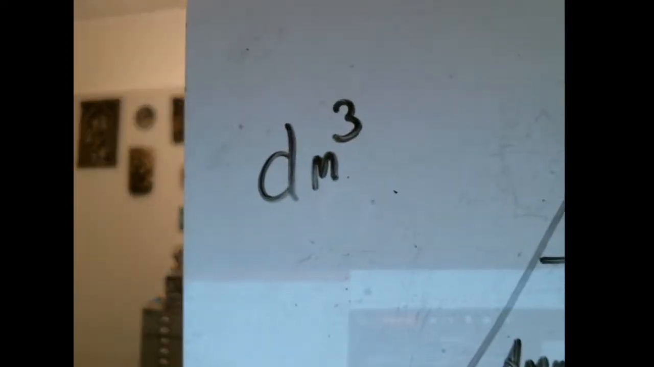So if you want to know about how we write decimeters, it's just dm with a little superscript 3. So dm cubed is decimeters cubed.